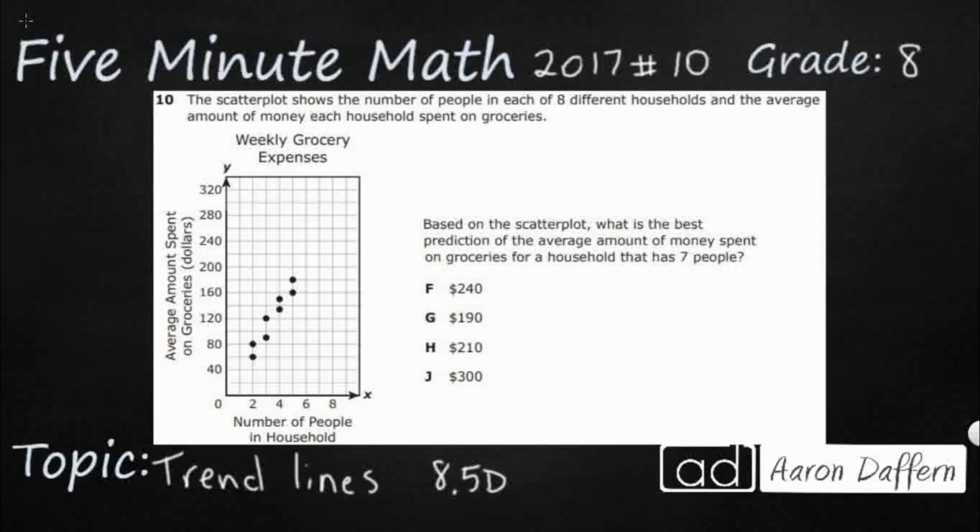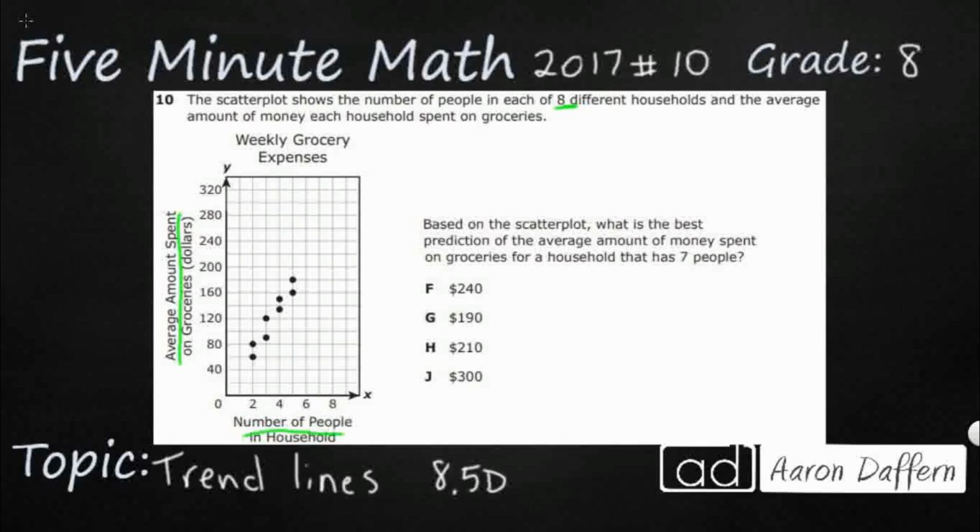So we've got a scatter plot here, and it shows the number of people in each of 8 different households. So that just simply means we've got 8 different points plotted here, and it is a scatter plot, so it's not necessarily going to be a linear relationship like we would use direct variation or the slope-intercept form, but we're looking to see if we find a trend between the average amount of money spent, that's your y-axis, and the number of people in the household, and that is your x-axis.